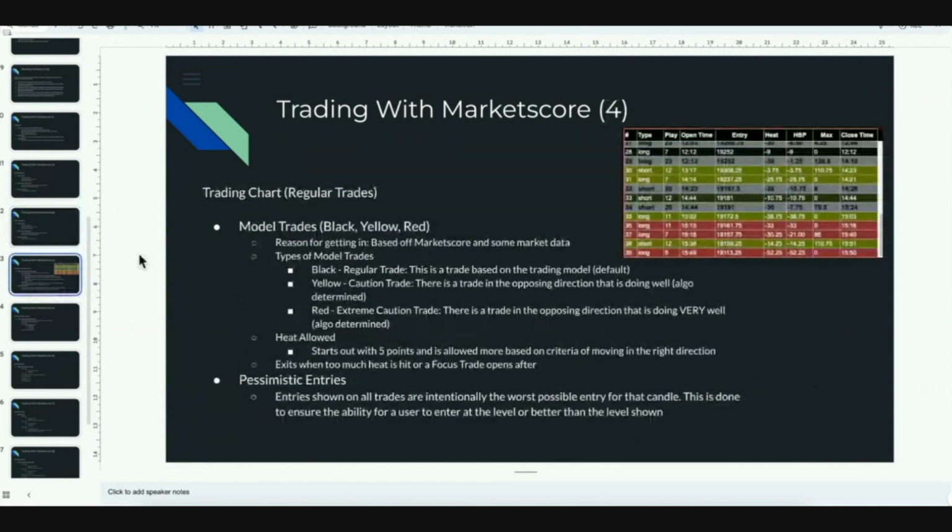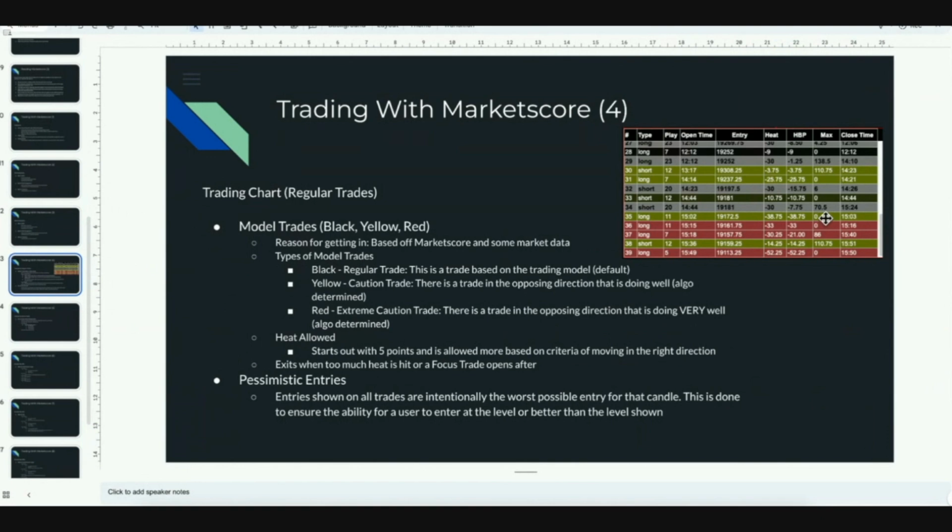So we're going to go through the trade table. There are 3 different types of regular trades. There's the black ones, that's the ones with just the black. There's the yellow ones, and then there's the red ones. The black ones are regular trades. They're just based off of the trading model. The yellow ones are caution trades.